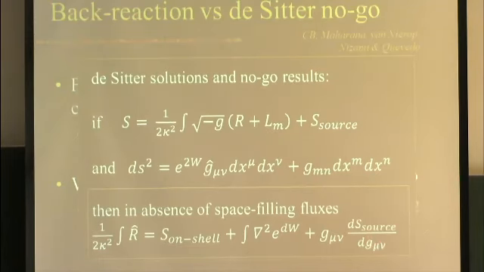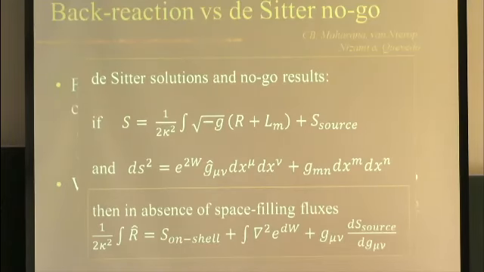The reason I didn't write it is that it would contribute if you had space-filling fluxes, say. But generally, maximal symmetry in the absence of space-filling fluxes in supergravity will make this last term be 0, and so that's why I'm not writing it. But if in a particular application you want to, check that it's 0.